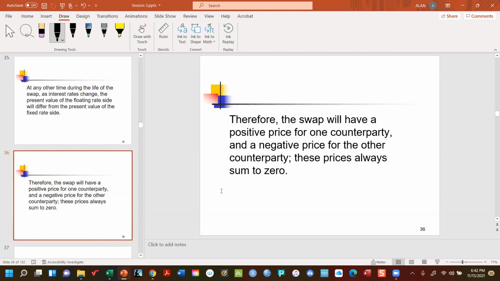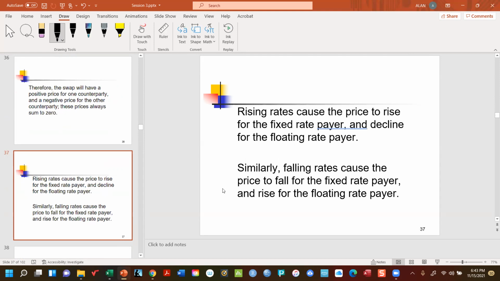All right. And of course, as we've already discussed, the price to one side will be positive, the other will be negative. They always add up to zero. And of course, if you're the fixed rate payer or a floating rate receiver, then interest rates going up means that you are happy because you're receiving the floating rate that's going up. If you're the floating rate payer, you're not happy at all. Okay. And of course, falling rates cause the opposite effect.